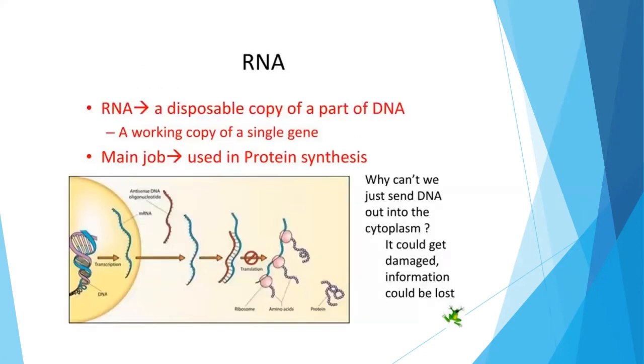RNA is a disposable copy of a part of DNA, a working copy of a single gene, and its main job is to be used in protein synthesis. Now, why can't we just send DNA out into the cytoplasm? Because it will get damaged and information could be lost. That's why we send RNA into the cytoplasm for protein synthesis.